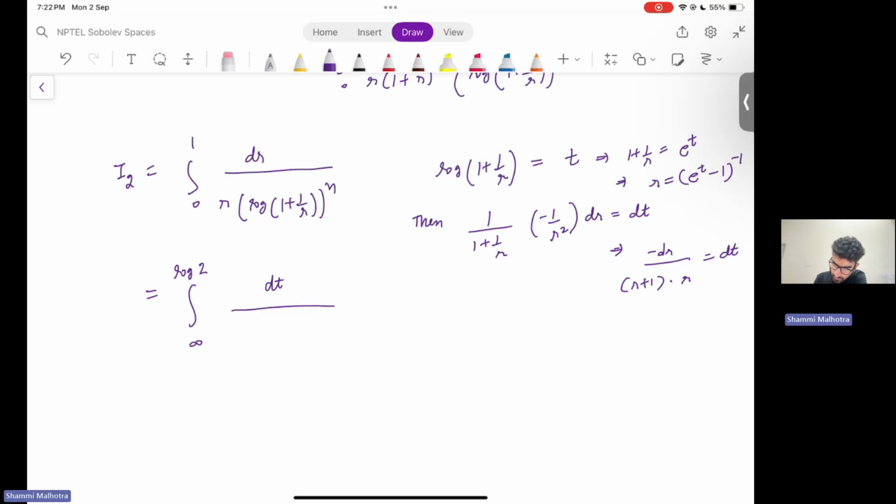This is dt whole divided by t to the power of n. This is actually a minus dt of r plus 1, and r plus 1 is 1 plus et. Let me write this in a better way: 1 plus et minus 1 whole inverse dt.